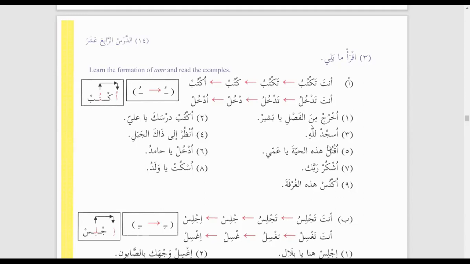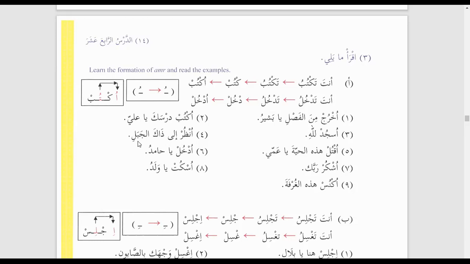Because after sajada yasjudu, the preposition that is used is the preposition of lam. Usjud lillahi. So it was basically Allahu, lafdul jalala. And we know that when we add lam and after that we have lam tarif, al, then that hamza gets dropped and that's why it has become lillahi. Usjud lillahi. Prostrate to Allah subhanahu wa ta'ala. Okay, next is unzur ila dhakal jabali.